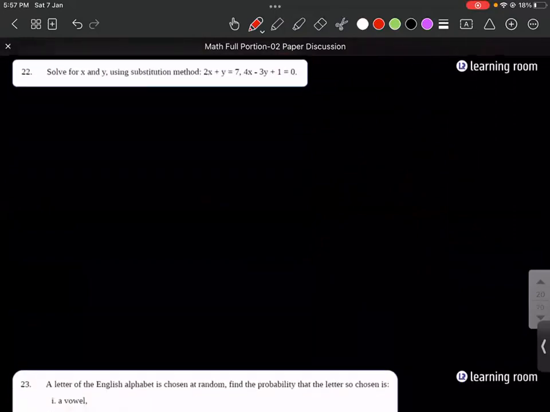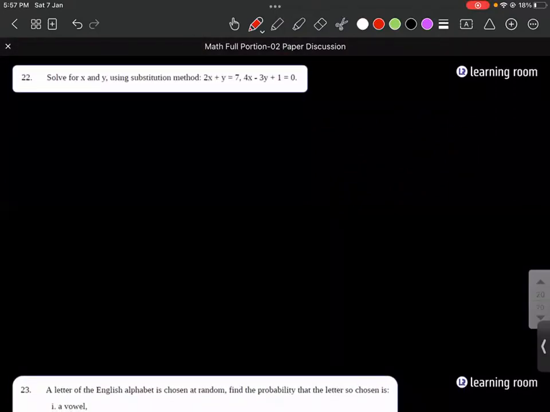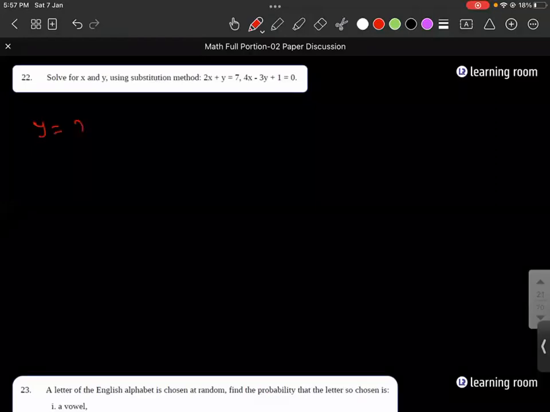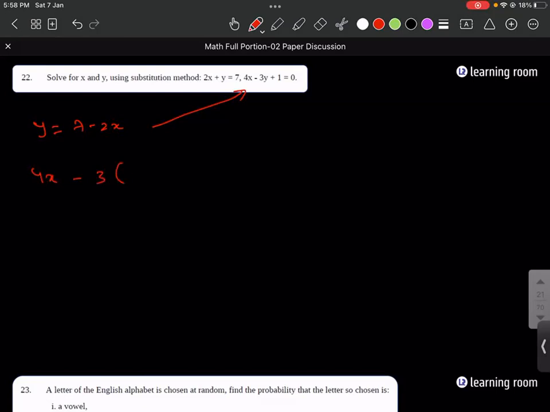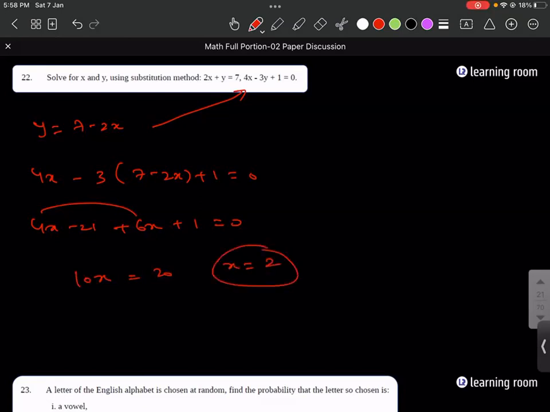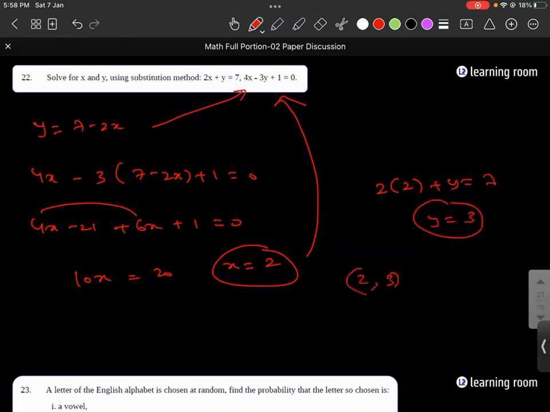Okay. So solve for x and y using substitution method. So y will be equal to 7 minus 2x. Take this and substitute it in the second equation. So 4x minus 3 into (7 minus 2x) plus 1 is equal to 0. So 4x minus 21 plus 6x plus 1 is equal to 0. So 10x is equal to 20. So x will be equal to 2. If x is equal to 2, substitute it back in any one of the equations. So you will have 2 into 2 plus y is equal to 7. So y will be equal to 3. So the solution will be (2, 3).